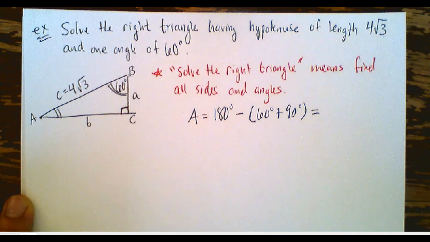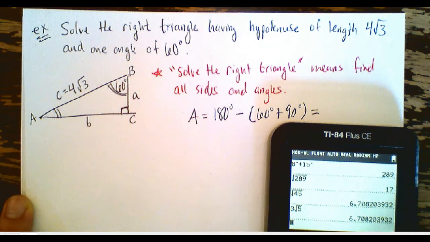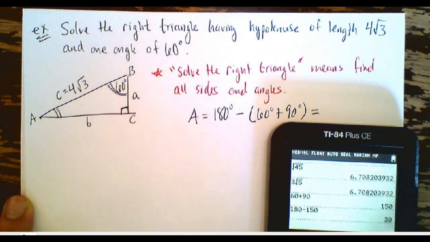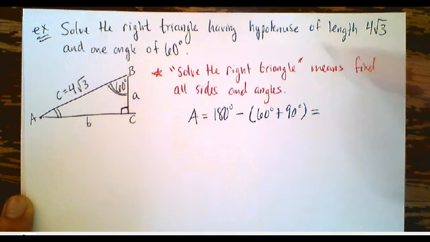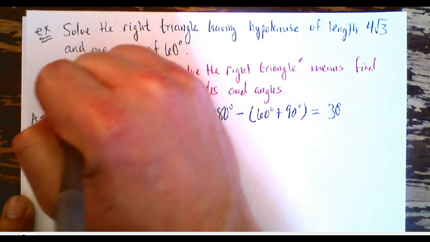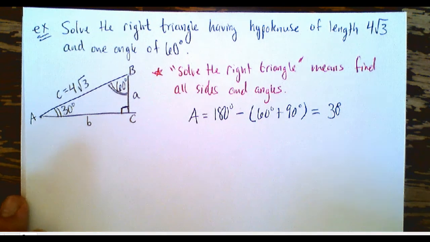Well, what is that? Well, 60 plus 90 is 150. 180 minus 150 is 30. 30 degrees is angle A. Okay.